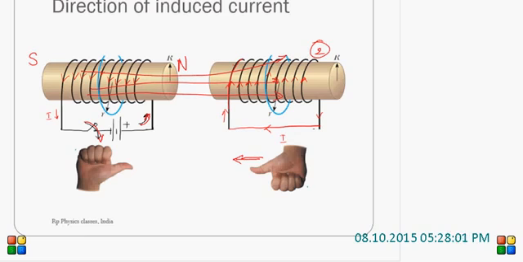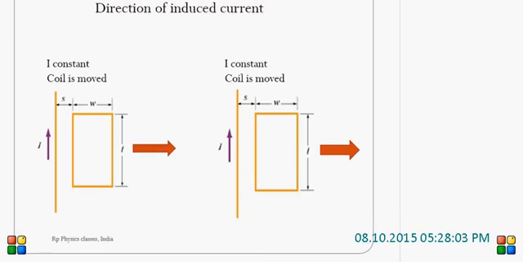Okay. Now one very important and interesting example here: current is constant. You are moving the coil towards right. When you move the coil towards right, the flux inside the coil is decreasing. Why? As you move away from the current carrying conductor, as the distance increases, magnetic field decreases. So you are moving from a region of maximum flux to minimum flux, therefore flux decreases. Therefore when flux is decreasing, it will oppose the decrease in flux, so it has to increase the flux.